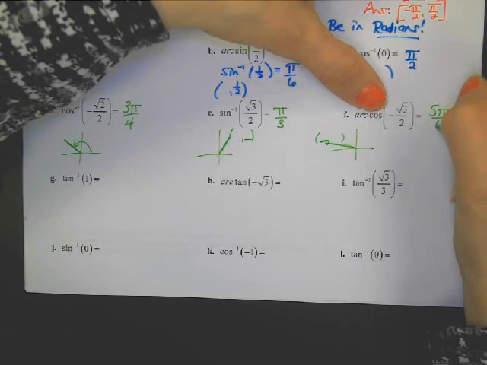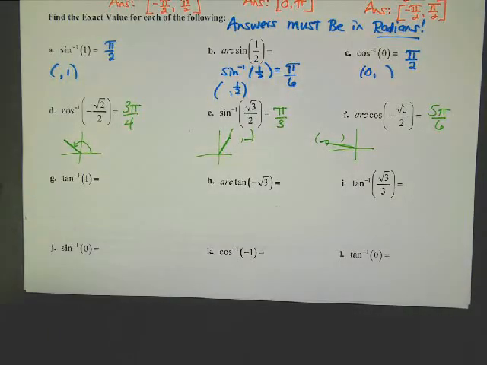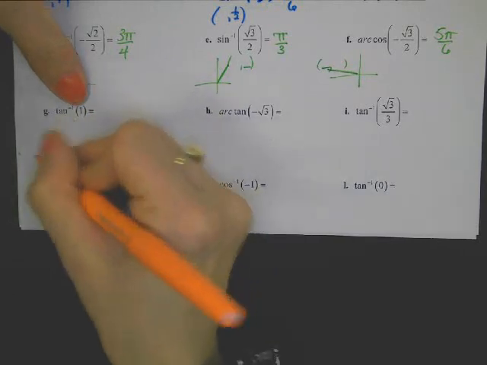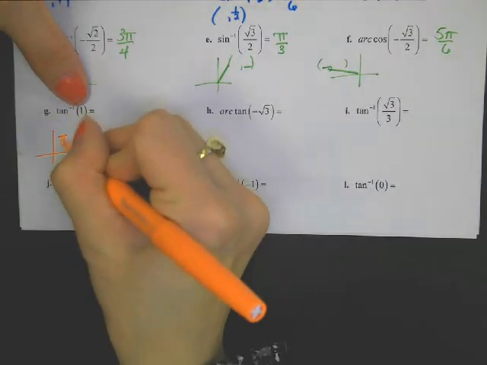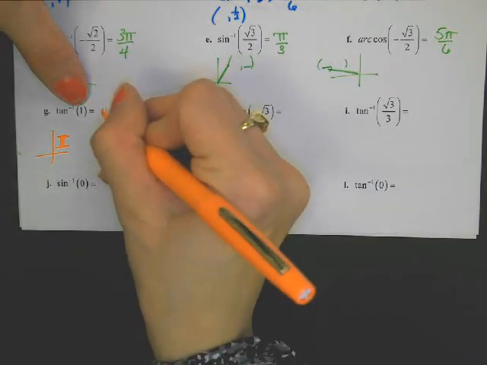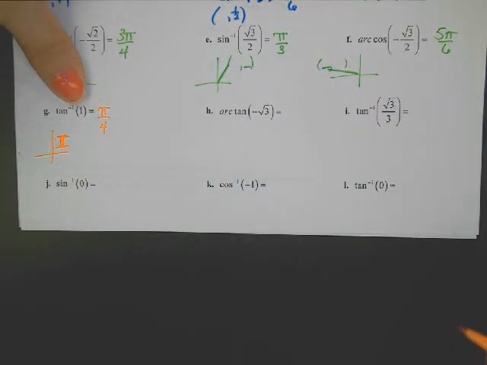Good. 5 pi over 6. Okay, let's do some more. Tangent is 1. Oh, I love when tangent is 1. It's positive, so you're allowed to look in quadrant 1. What angle am I at? That's our favorite, pi over 4.